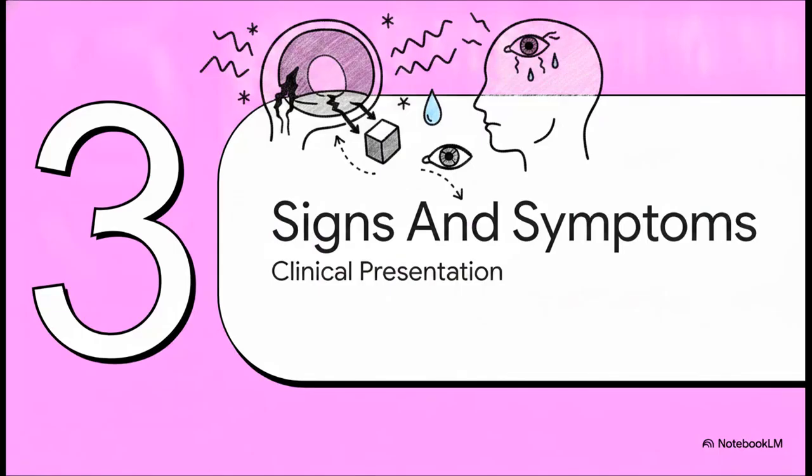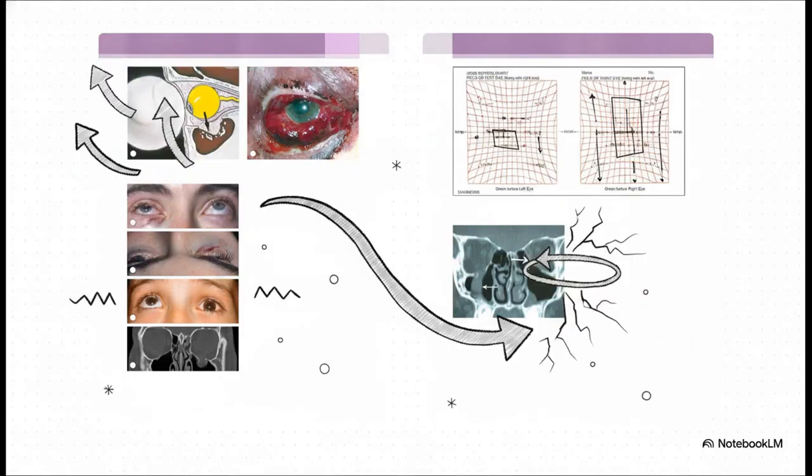All right, Section 3, Clinical Signs and Symptoms. Now this is where it gets super interesting. We can perfectly connect the external symptoms you see at the bedside to the internal pathology. When a patient tries to look up, but the affected eye is completely stuck, it causes vertical diplopia, or double vision. Why does that happen? Well, imaging shows us exactly why.